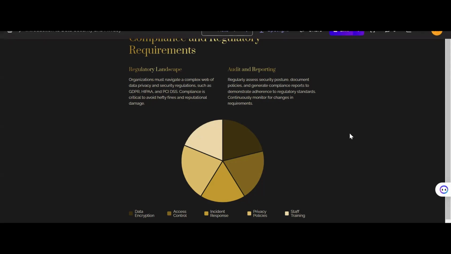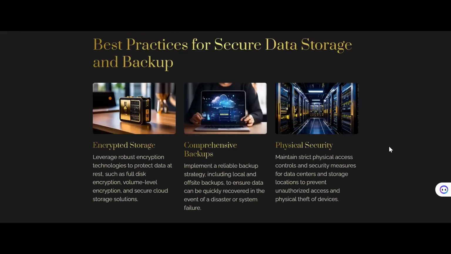Right, so moving forward, best practices for secure data storage and backup. Always encrypt your storage.